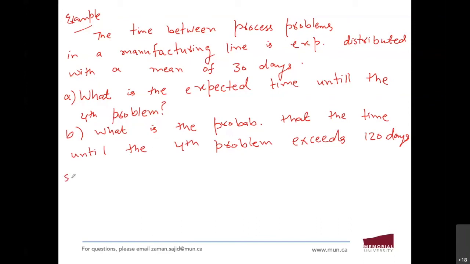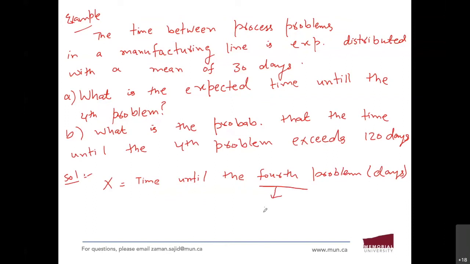Now, what is the solution here? This random variable, let's say X, is the time until the fourth problem, and the units are in days. If you look here, this fourth is an integer, so I'm going to use the Erlang distribution. My alpha here is 4, which is the number of events, and my mu value given is 30.